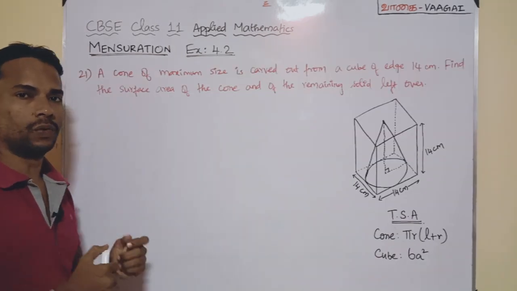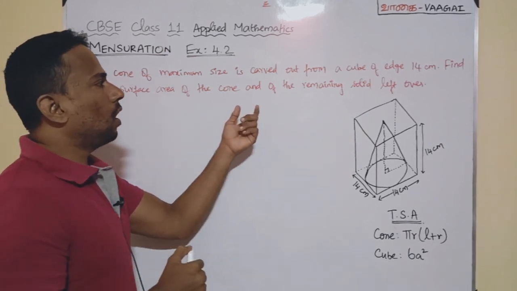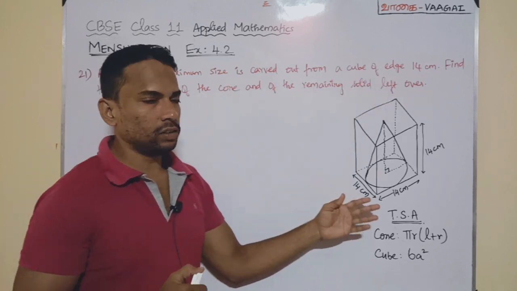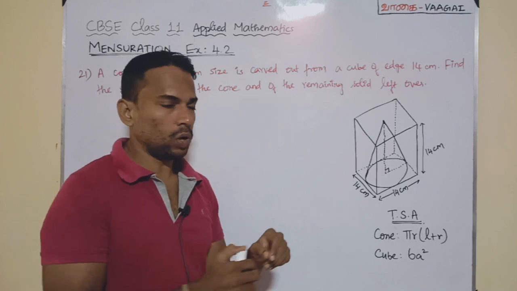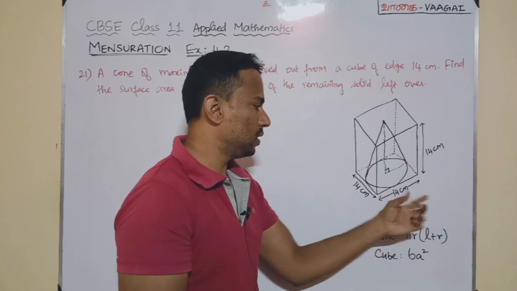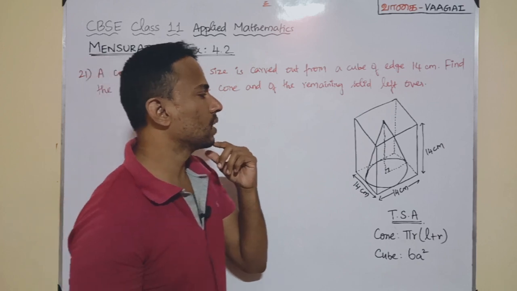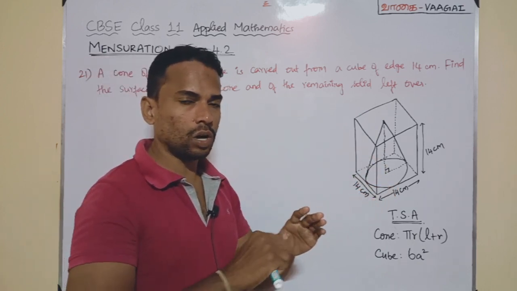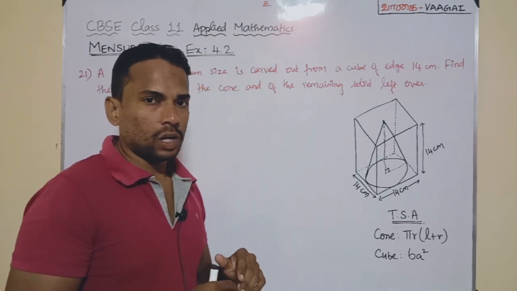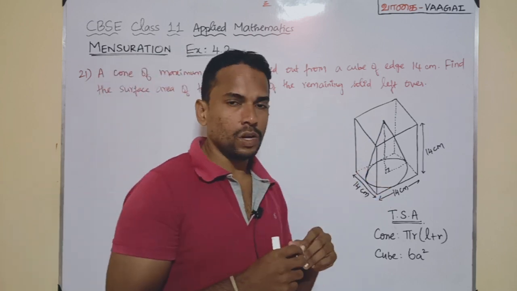We next have question number 21, a very interesting question. A cone of maximum size is carved out from a cube of edge 14 centimeter. Now you can look at this figure I've drawn here. This is how it looks. You have a cube here, and this cube's edge is given to be 14 centimeter, which means the length, breadth and height are each 14 centimeter. What they are doing here is they are going to carve out, cut and remove a cone of maximum size from this. Now how can you remove a cone of maximum size from this cube? It's very clear.